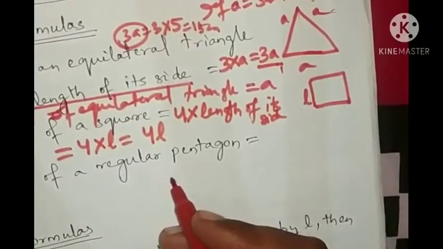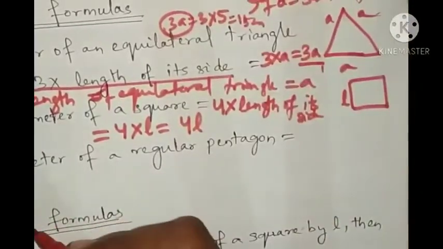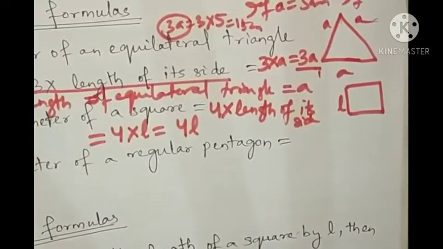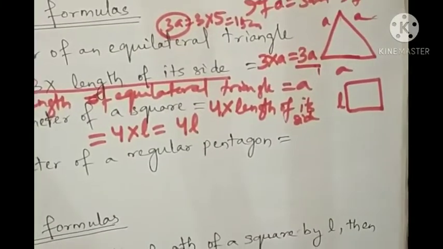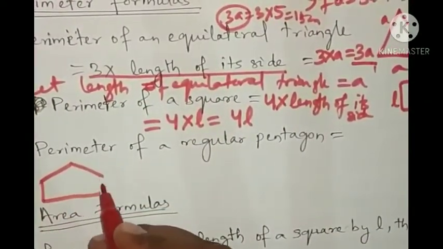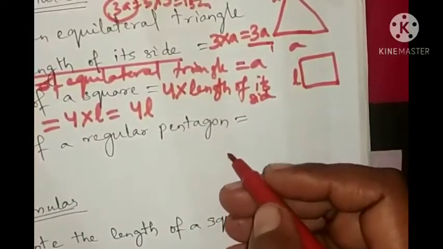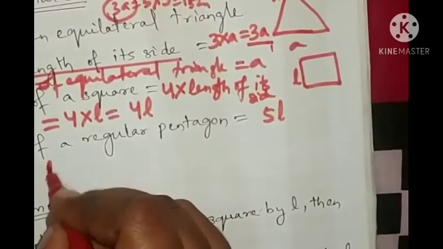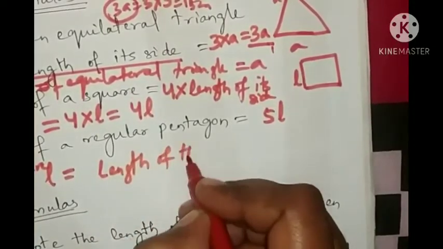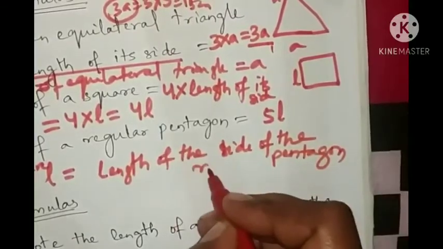Okay. Next, perimeter of a regular pentagon. The length of the sides of a regular pentagon is always equal. So if I draw a regular pentagon like this, what can you find? It has 5 sides. So the perimeter of a regular pentagon is how much? 5l, where l equals the length of the side of the regular pentagon.